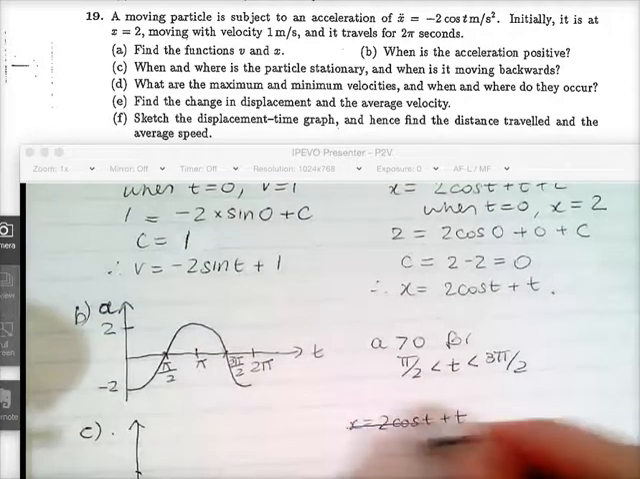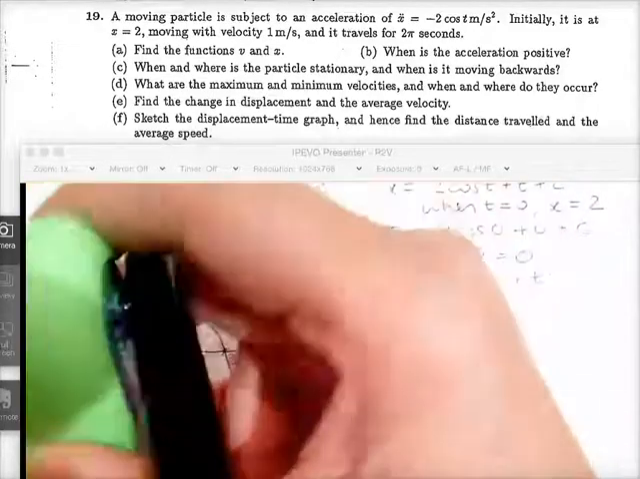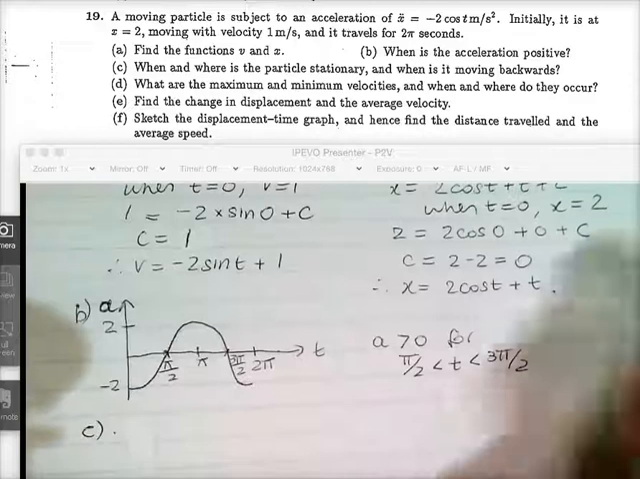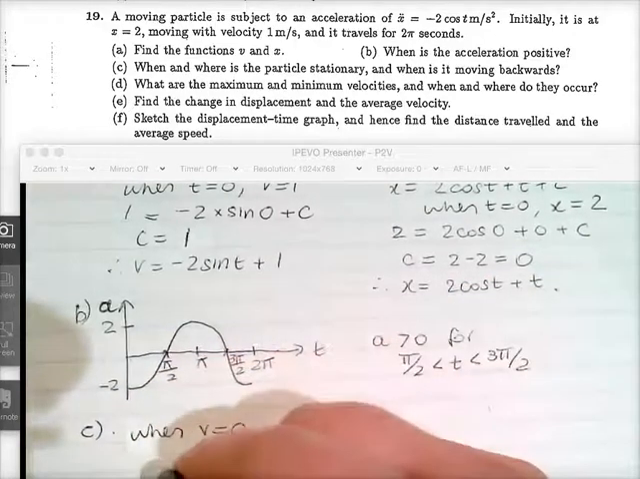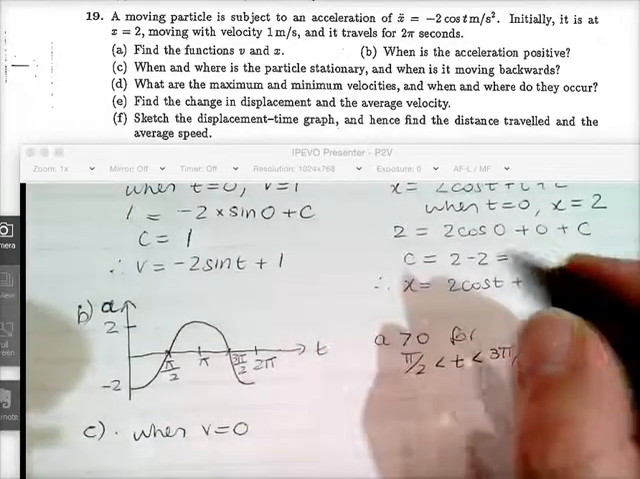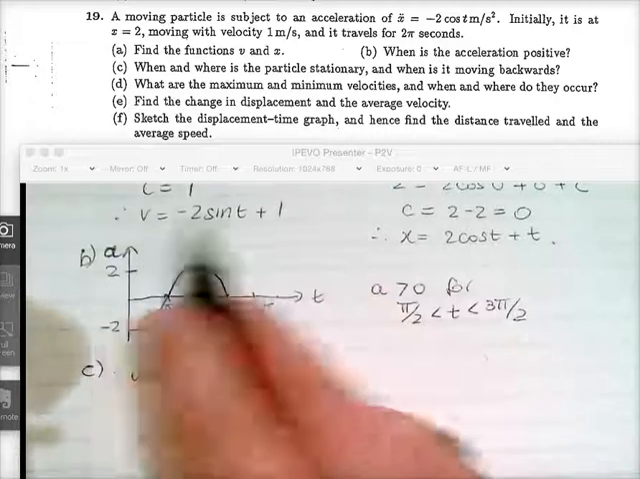Because that's displacement. We need velocity. So when and where is it stationary? It's asking us, sorry about that, when v equals 0. So when does v equal 0 and where is the particle when v is 0? So let's put v equals 0 here.